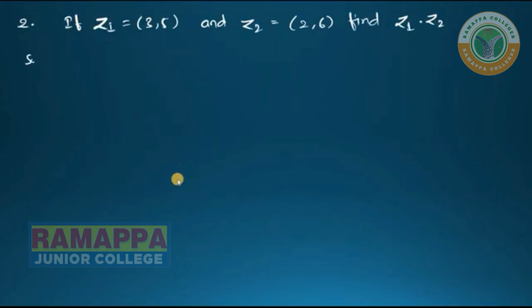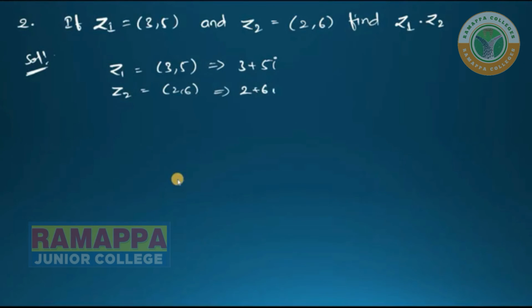Now the second one, solution here. If z1 is equal to (3, 5) and z2 is equal to (2, 6), find z1 into z2. z1 we can write as 3 plus 5i, and z2 is (2, 6), which we can write as 2 plus 6i. So z1 into z2, in complex form, is (3 plus 5i) into (2 plus 6i).